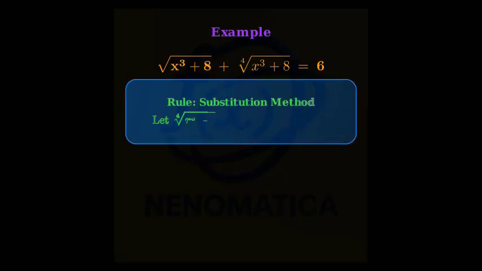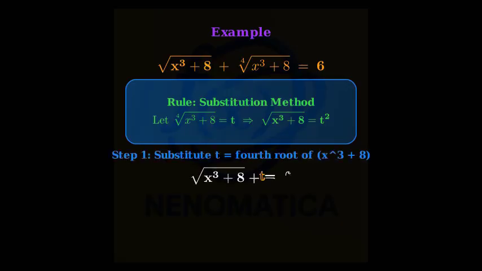Display the word example. Then, show the problem in bold orange math. Step 1. Use substitution. Show the rule box for the substitution method. Add the step title. Replace the fourth root with t, and note that the square root becomes t squared. So the equation becomes t squared plus t equals 6.